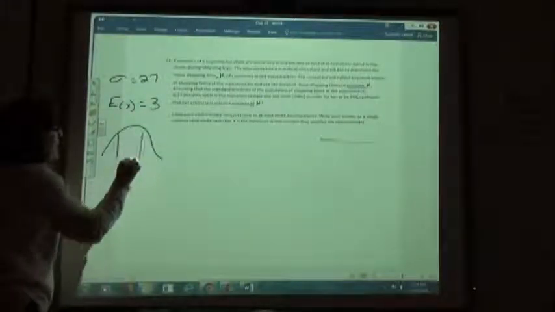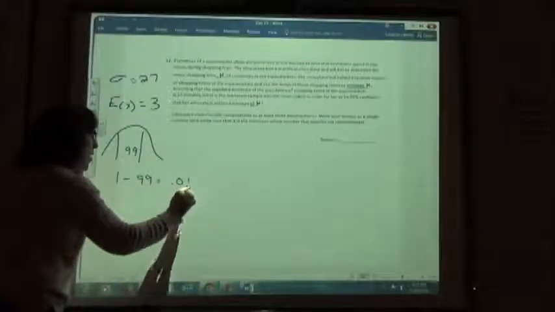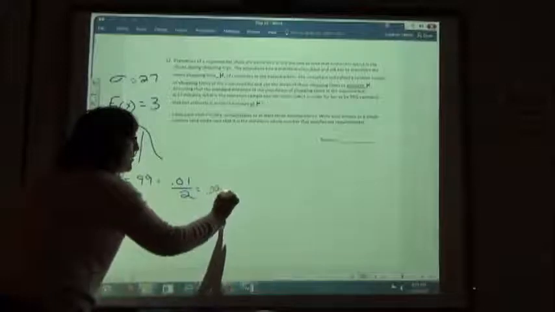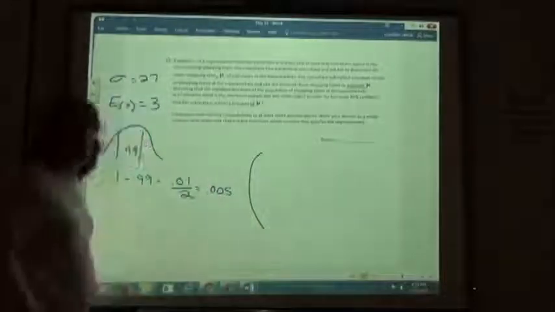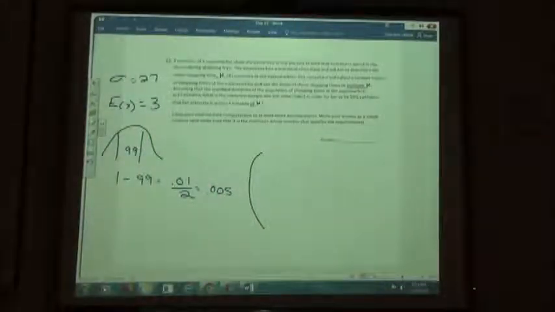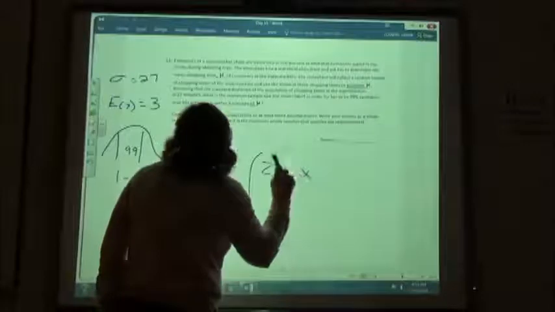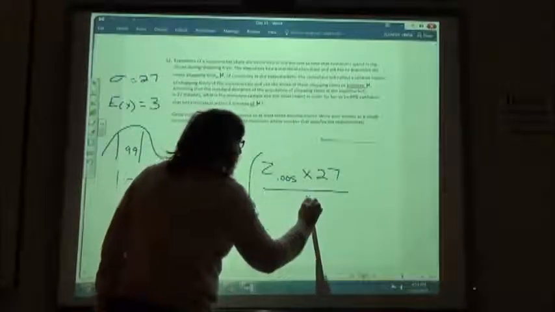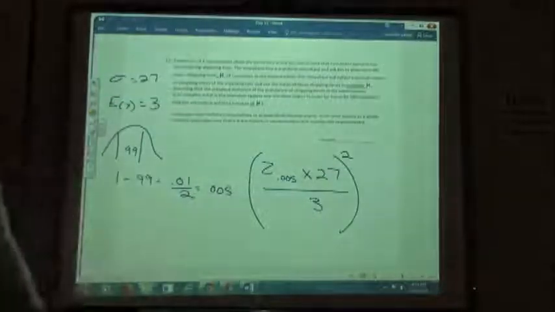So E of X is going to be the 3. And if I have a 99% confidence interval, 1 minus 0.99 would be 0.01 divided by 2 is 0.005, right? So, what am I going to punch into my calculator? So 0.005 times 27 divided by 3, and then that whole thing is squared, right?